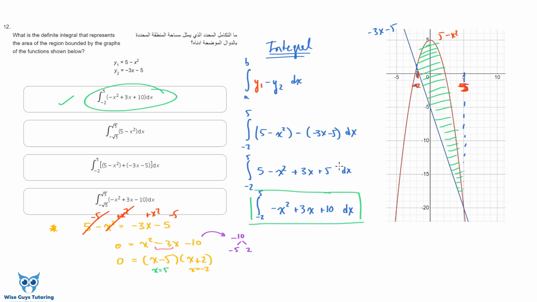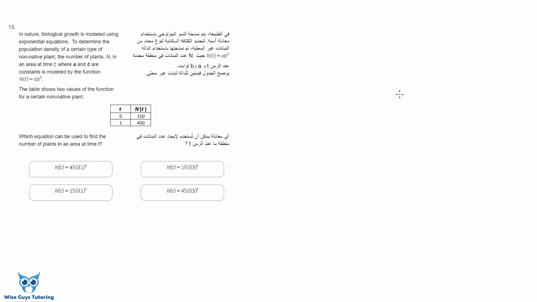Okay, let's move on to 13. Okay, next one. In nature, biological growth is modeled using exponential equations. To determine the population density of a certain type of non-native plant, the number of plants n in an area at a time t, where a and b are constant, is modeled by the function n of t is equal to a times b to the power of t. The table shows two values of the function for a certain non-native plant. Which equation can be used to find the number of plants in an area of time?